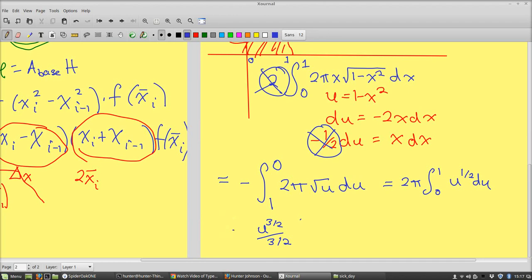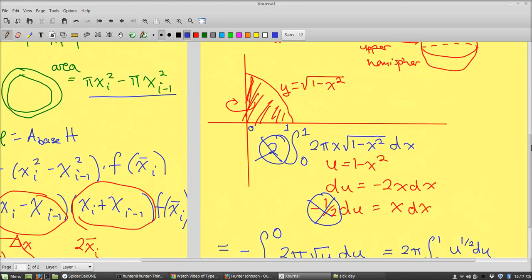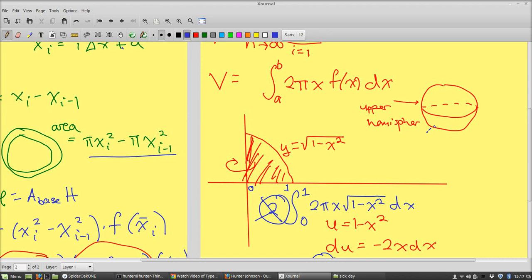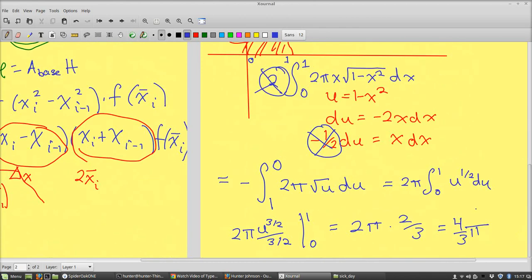Okay. So 2 times pi, and then we go from 0 to 1. So this is 2 pi times 2/3, which is 4/3 pi. Awesome. So that's probably right, because we know that the formula for the volume of a sphere is 4/3 pi r cubed. So if r is equal to 1, that's what the answer should be. Okay. So we seem to have done that one correctly.